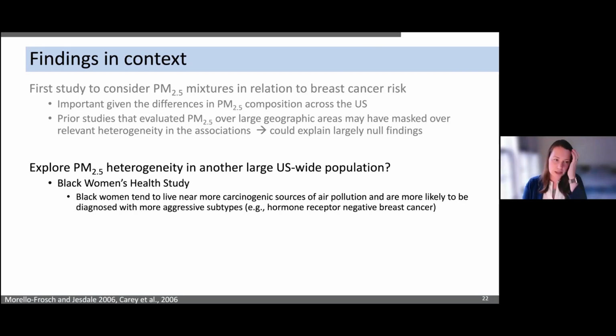So I wanted to explore this heterogeneity in another large US-wide population. So I'm going to make a little bit of a detour from the Sister Study and just talk briefly about a study I did in the Black Women's Health Study. The Black Women's Health Study is another large US-wide cohort, but this population is limited to Black women. And this is an understudied population in breast cancer generally, but also in air pollution. And it's an important population because we know that Black women tend to live near more carcinogenic sources of air pollution, and they're also more likely to be diagnosed with more aggressive subtypes.